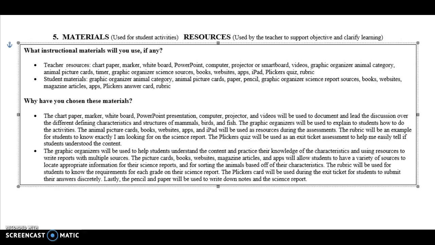The rubric will be used for students to know the requirements for each grade on their science report. The Plickers card will be used during the exit ticket for students to submit their answers discreetly. And lastly, the pencil and paper will be used to write down notes about the science report.